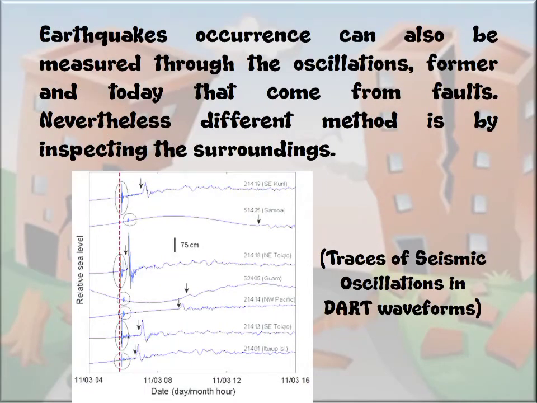Earthquake occurrences can also be measured through the former oscillations and today's oscillations that come from faults. Oscillations refers to the movement of faults from one place to the other. Nevertheless, a different method is by inspecting the surroundings.